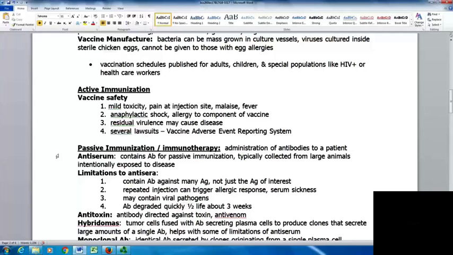Anaphylactic shock is when a person has an allergy to a component of the vaccine. Some vaccines will have residual virulence that can actually cause disease. There have been several lawsuits. The Vaccine Adverse Event Reporting System is used to keep track of adverse reactions that occur with vaccines.